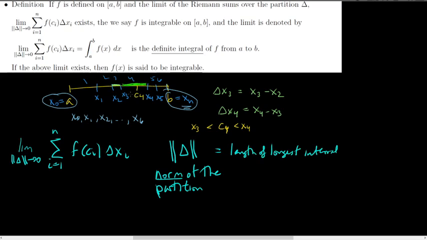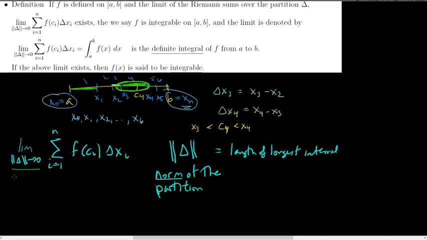Okay. So in this example here, what's the longest interval? Well, it looks to be this one in green here from 3 to 4. Although this is pretty close as well. That might be almost as long. And they might be the same, right? So in that case, whatever length that is, that will be the norm of the partitions. Okay, so that has to go to 0.